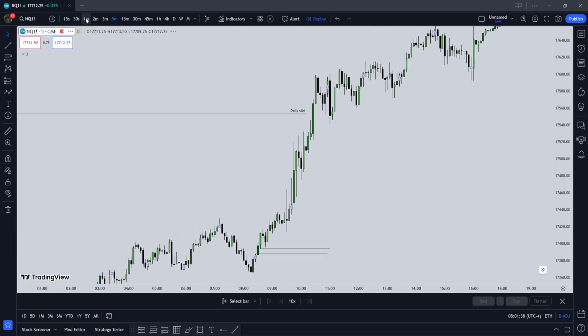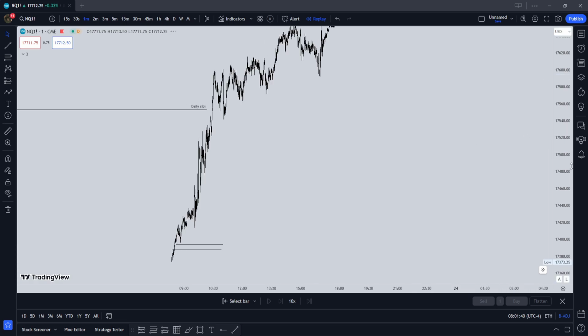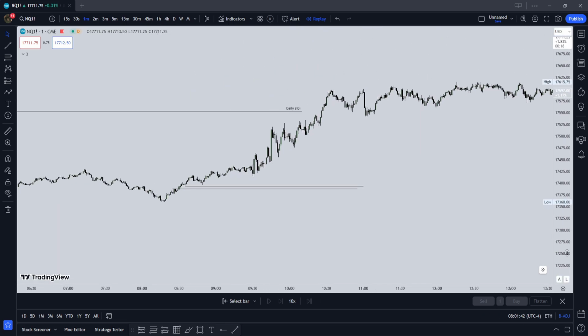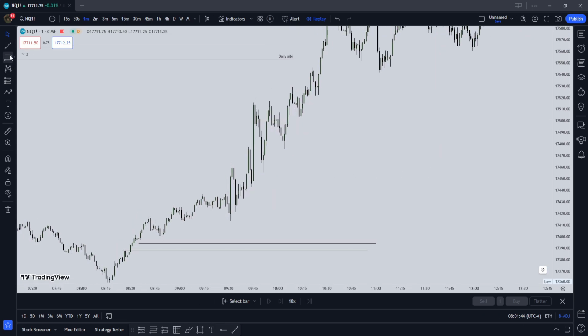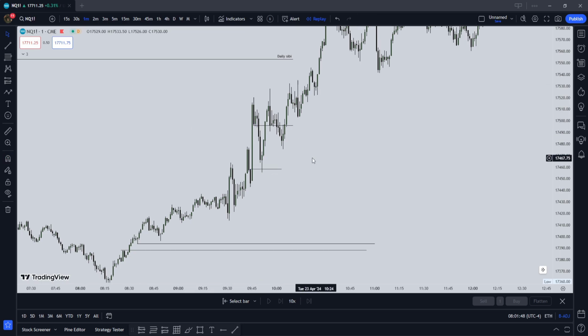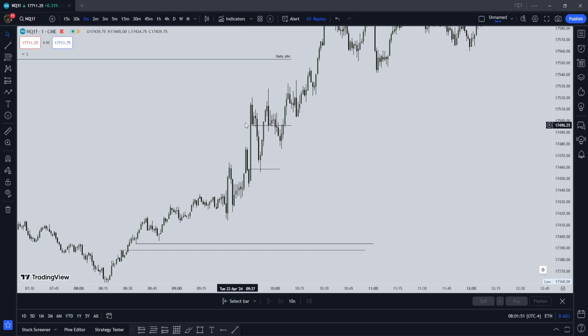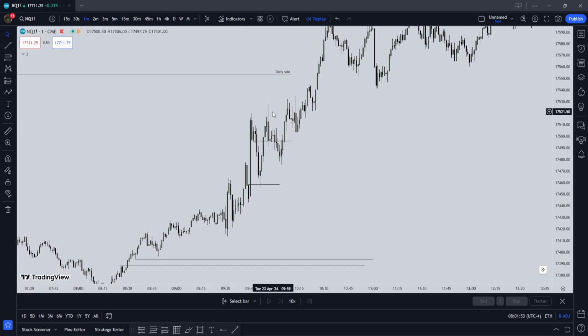So if I go on a lower time frame, on a 1-minute time frame, where I mainly execute my trades, as you can see, we have this BC here, right? We have this BC here. Price came down, filled this out fully, and then displaced up.